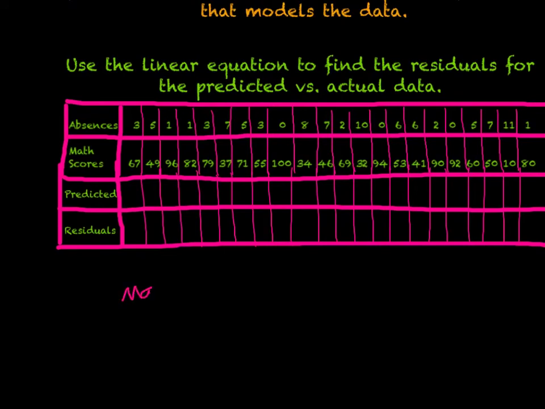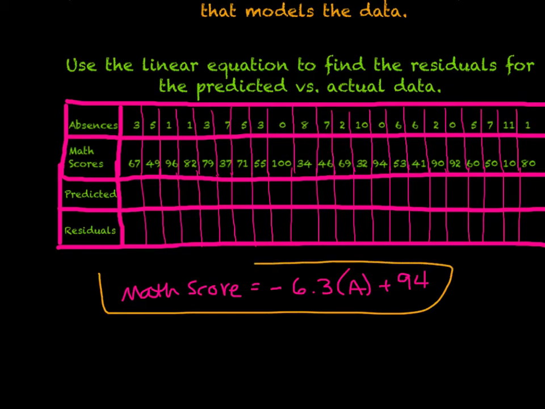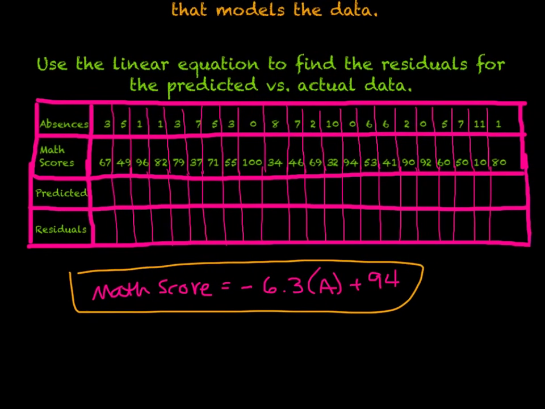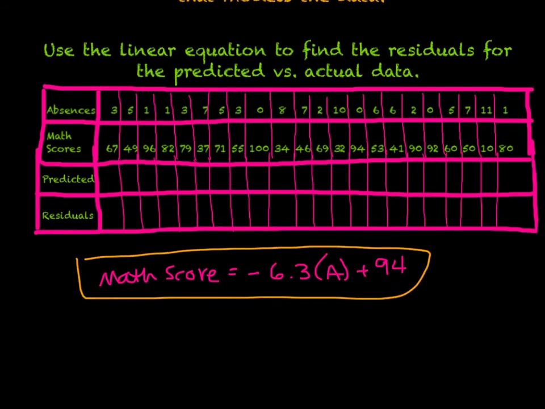Essentially, math score is equal to negative 6.3 times my absences plus 94. Looking at this, using this model right here, we can look at residuals and see how well our line fits our data, whether or not it actually fits okay. So let's practice with this first, maybe these first 3 or 4 points.